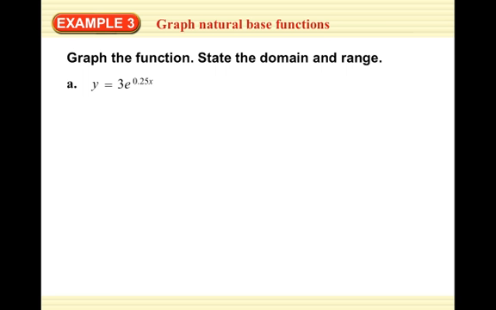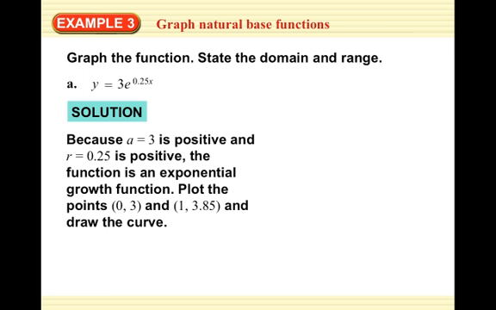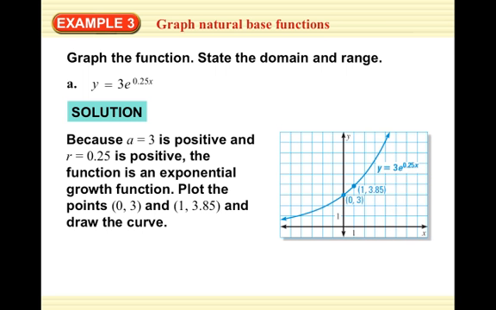Okay, so we're going to graph these. Let's graph, and then we're going to state the domain and range. So let's graph y equals 3 times e to the 0.25x. Because a equals 3 is positive and r equals 0.25 is positive, the function is an exponential growth function. So that means it should go up to the right. Plot the points, yes. We're going to plug in x equals 0 and x equals 1. If you want to plug in x equals negative 1, that's great too. And that gives us the overall shape, and it gives us 2 points to anchor it. We use what we know about the overall shape to draw it in.